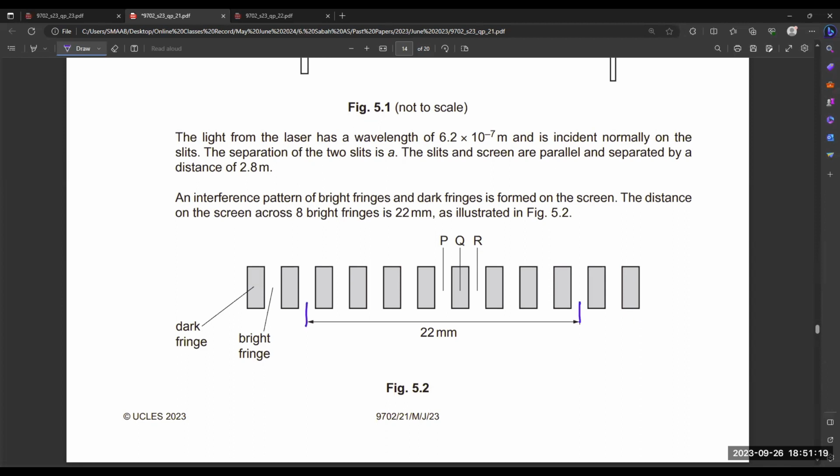This distance is actually equal to 22 millimeter, and P, Q, R are the marks on the diagram. The white space shows you the bright fringe, and the black block shows you the dark fringe, right? So P and R are the bright fringes, and Q is the dark fringe. So you have to mark your distance between the slits on your own according to the diagram, right?